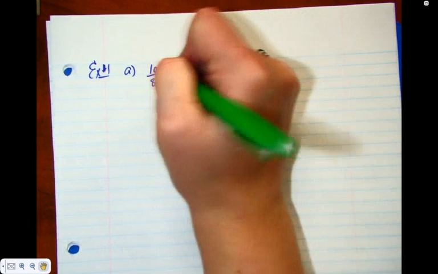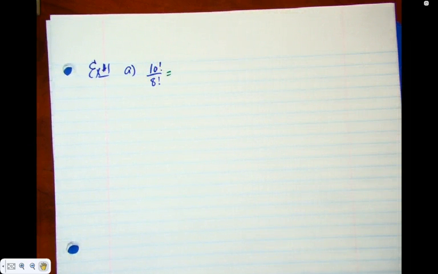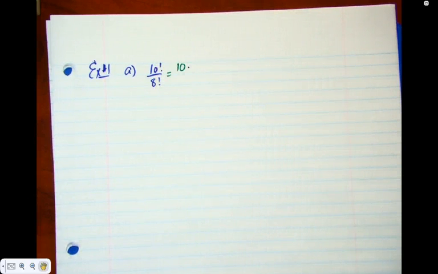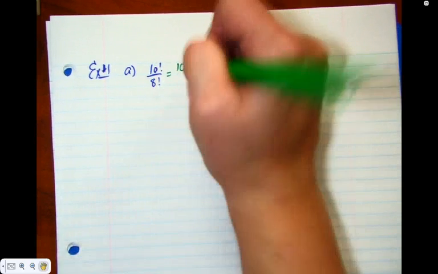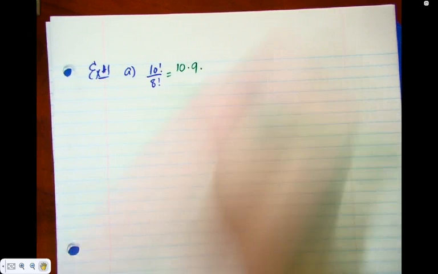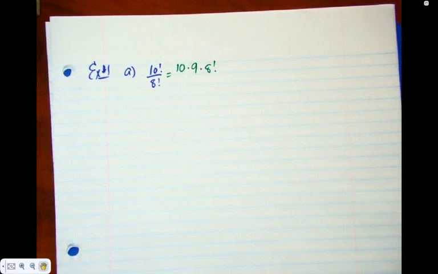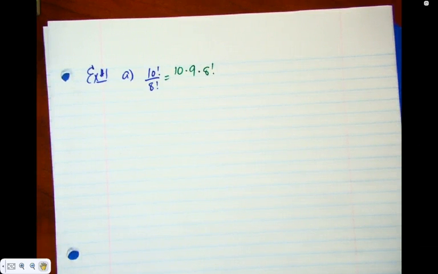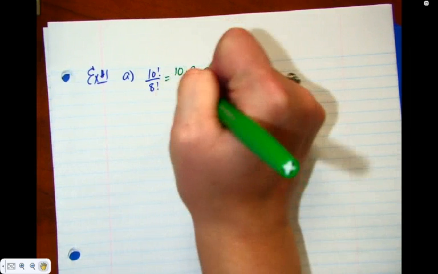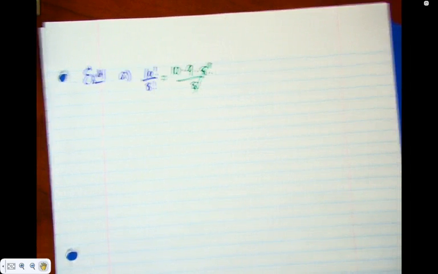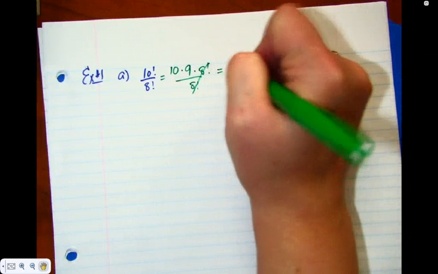So the trick with these is you want to take whatever is the bigger factorial, and you want to start what I call breaking it down. So which is the bigger number, a 10 factorial or an 8 factorial? It's going to be 10 factorial. So I'm going to start doing what I call breaking down. I know 10 factorial is 10 times 9 times, and I'm going to stop there. I know it's the same thing as 10 times 9 times 8 factorial. Why did I choose to stop at the 8? Because that's what's on the bottom, and we can cancel them. What's 10 times 9? 90.